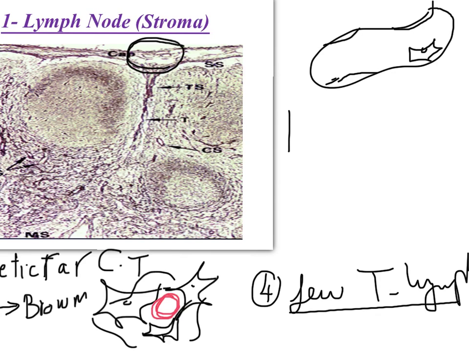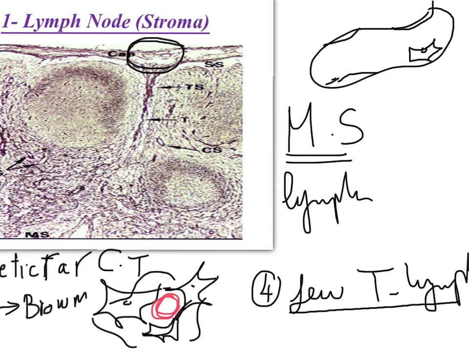In case of the medullary sinuses, these medullary sinuses are similar to the cortical sinuses. They are present between the medullary cords and the trabeculae. And they are lined by the same lining, and they contain the lymph filtered through the cortex. So this lymph most probably is now clean after its filtration in the cortex.